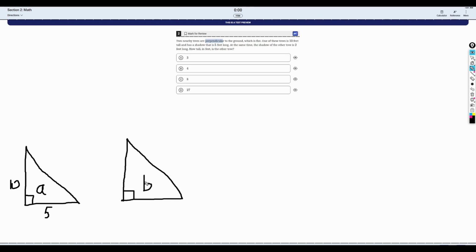Now, triangle B is given the shadow of the other tree, which is 2 feet long. So we put it in the same spot as this shadow length. Now, what we are solving for is the height in feet of the other tree, which is the other leg. So we set it equal to x. Now, we can do a ratio to solve for x. So we do 10 over 5 is equal to x over 2.